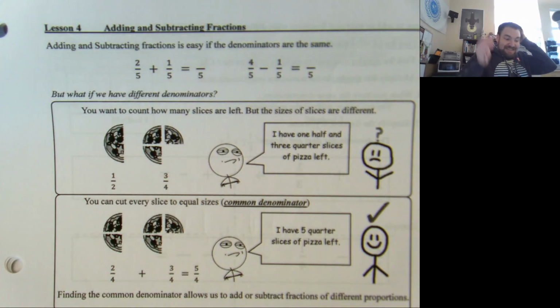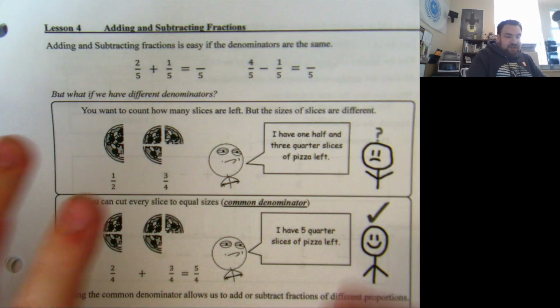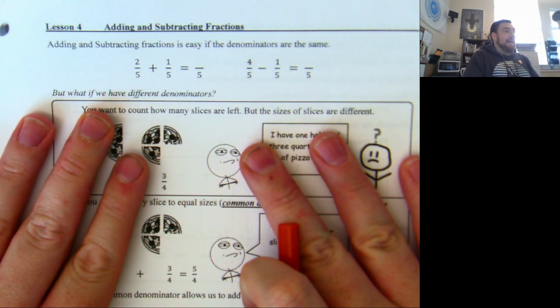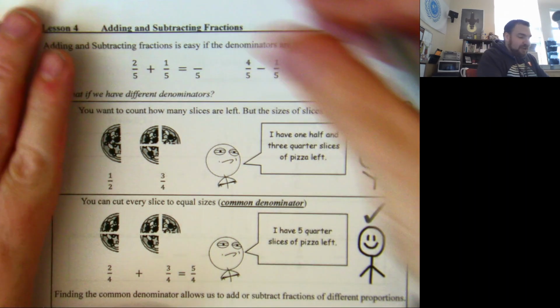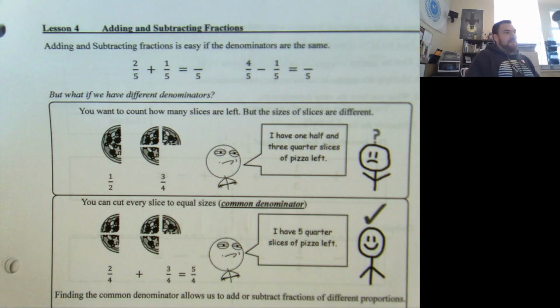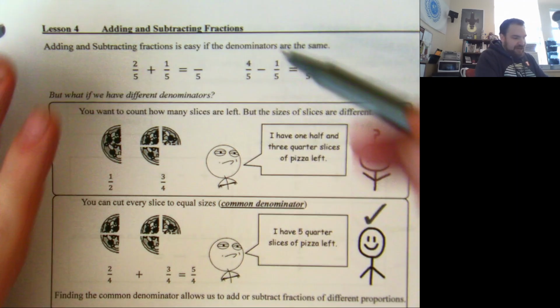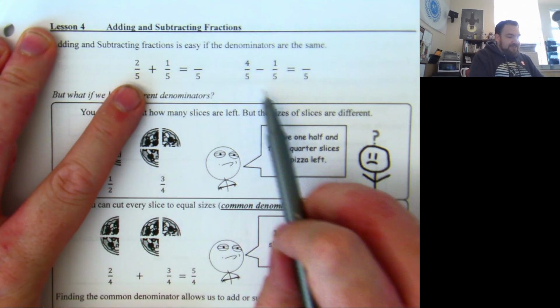Adding and subtracting fractions is easy if the denominators are the same, because the denominator just determines what kind of mathematical object, or what kind of fraction, you have. You have a writing utensil? Get it out. We're going to make notes. So if I have 2/5 and 1/5, the mathematical objects we have are fifths. It's like adding apples. If you have 2 apples and another apple, those are just real world objects as opposed to math objects. If the denominators are the same, it's easy.